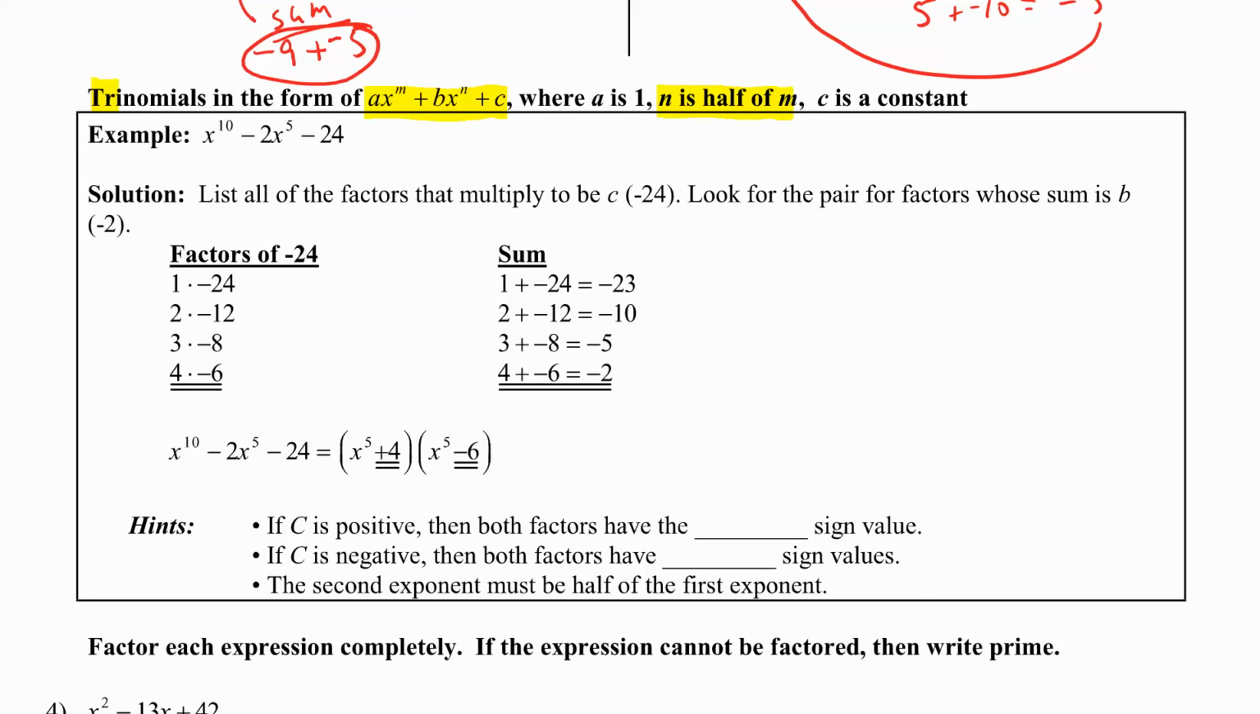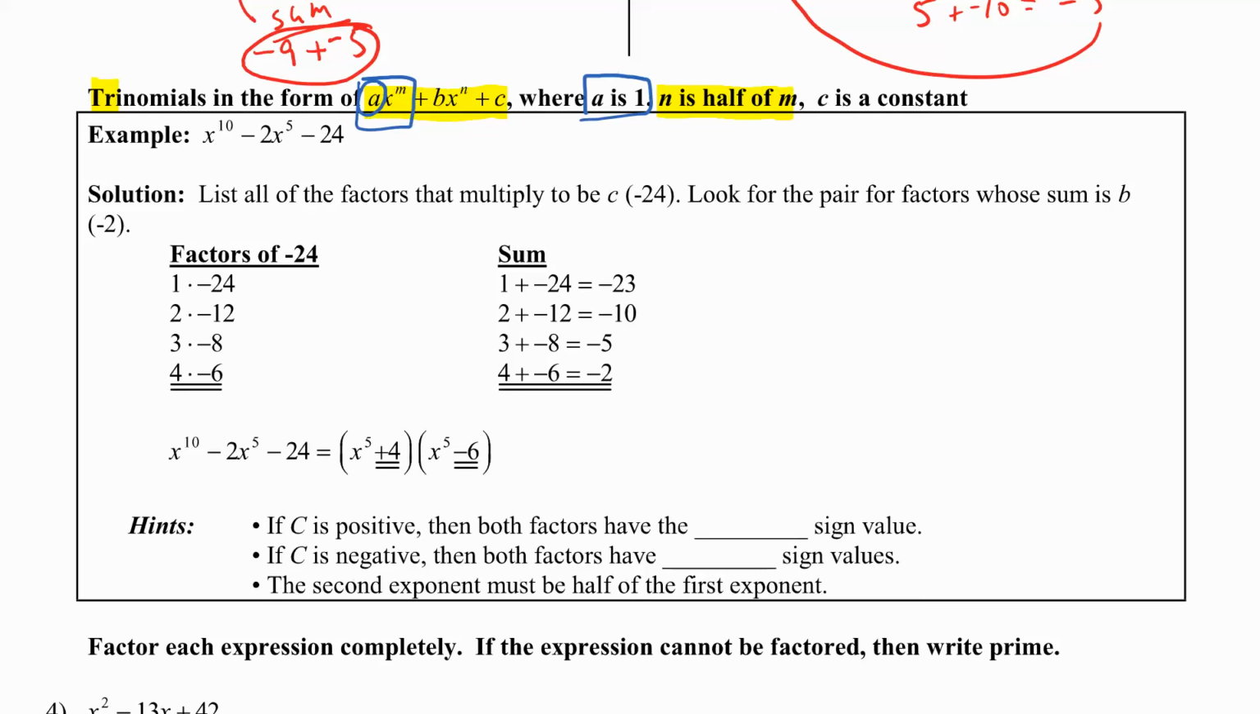Also, with this technique, the leading coefficient of the first term, if it's in standard form, has to be 1. If it's not 1, there's another way of doing it, and we'll talk about that another day. All right, for example, we have x to the 10th minus 2x to the 5th minus 24.